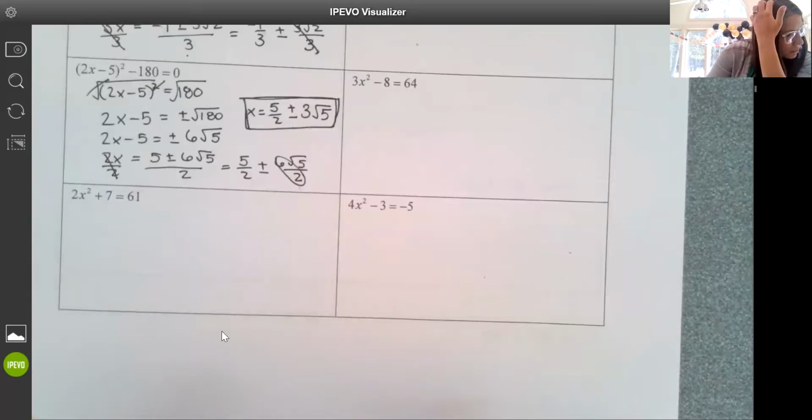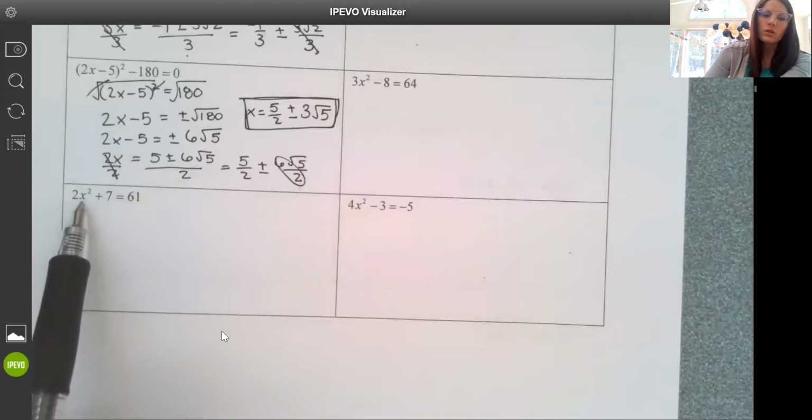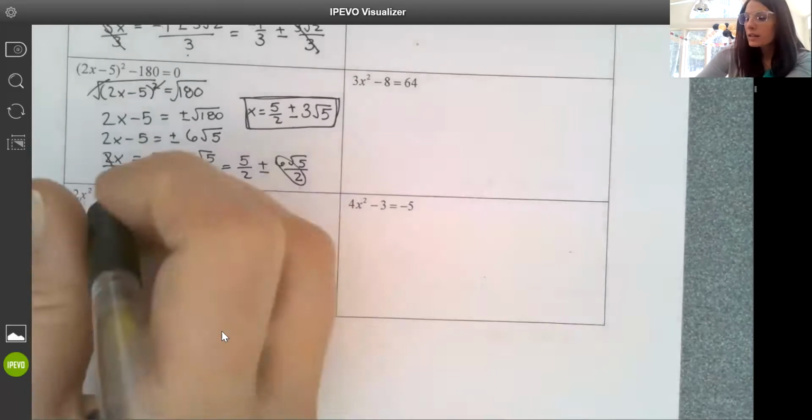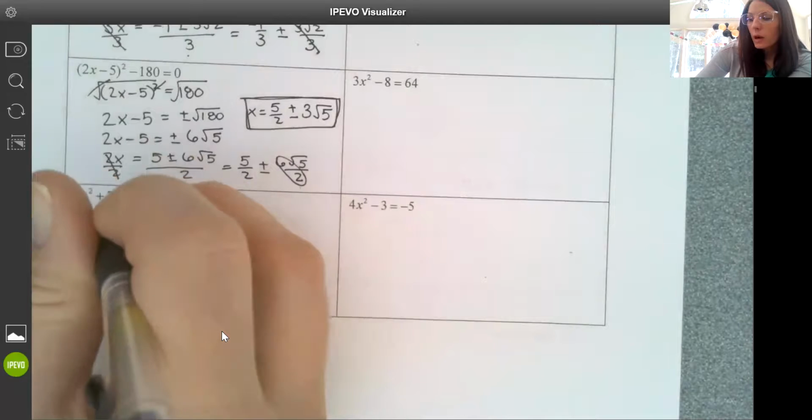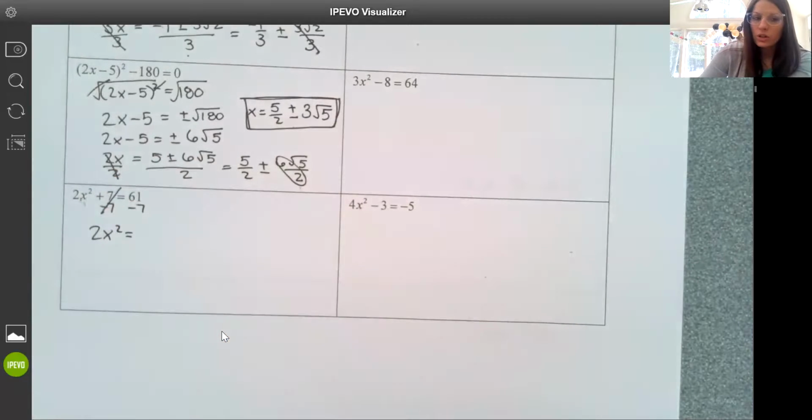So I could get it set equal to 0, and I could try to factor. Or because I noticed that there's no linear term, so there's only this variable term, I can isolate x by using inverse operations, just like we would a linear equation, right?